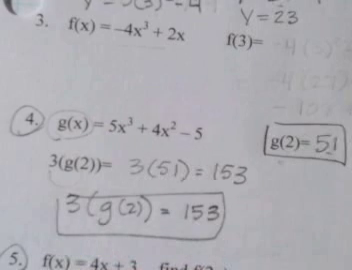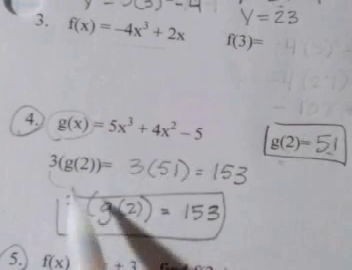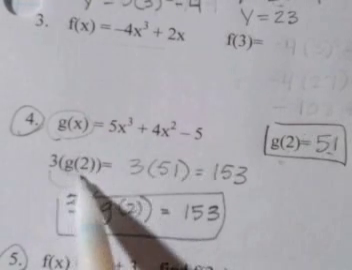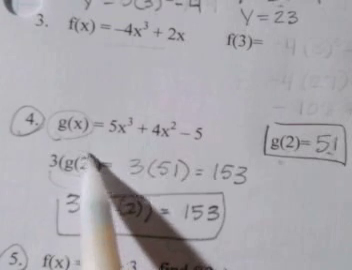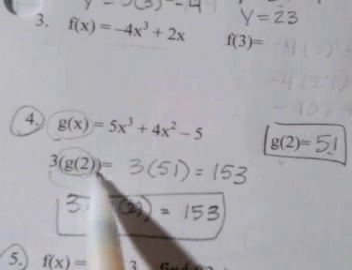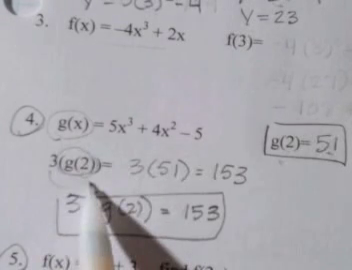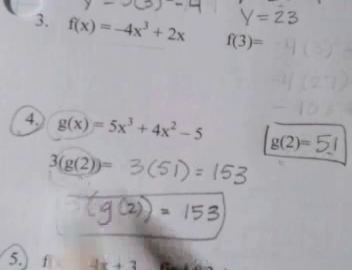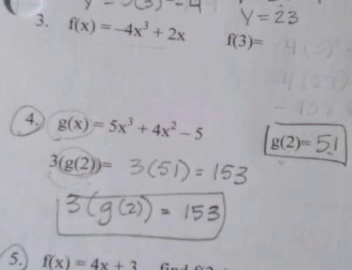And there's my answer. So there are really two steps in this problem. The first is to find g of 2, so you're going to start from the inner and work to the outer. The second step would be to multiply g of 2 times 3.